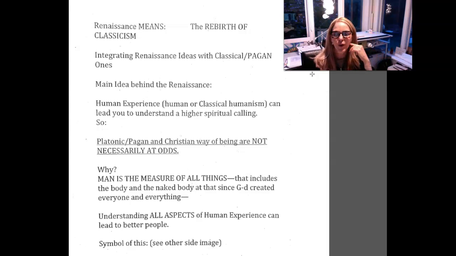So how do you actually take classicism and yet combine it with Christianity? How do you do that? Well, during the Middle Ages and the Dark Ages, we saw that that wasn't possible at all. And so all the depictions of the human figure would have been thin and light and sort of weightless. But now that's not going to be the case, right? Because the main idea behind the Renaissance is that Platonic or pagan ideas and Christian ideas are not necessarily at odds.